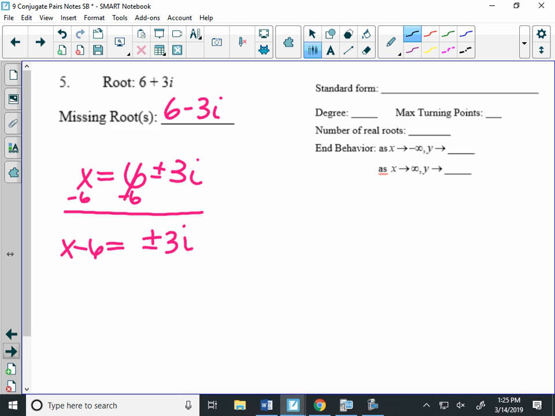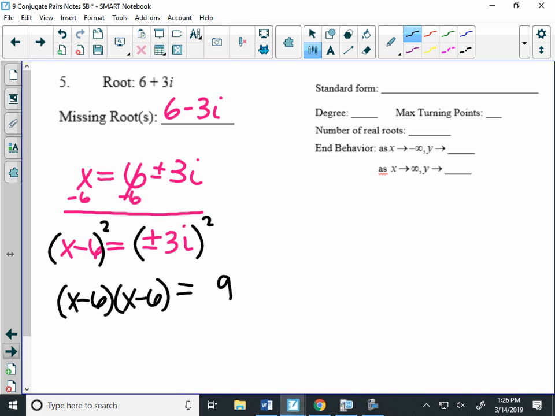Now, how do I get rid of the plus or minus? How do I get rid of the i? By squaring. When I square the left, do not fall into that Algebra 1 mistake of just writing x squared minus 36. That's not right. It's x minus 6 times x minus 6. When I square the right-hand side, 3 squared is 9. i squared is negative 1. So what is this number here? Negative 9. When it's an i, it'll always be negative.